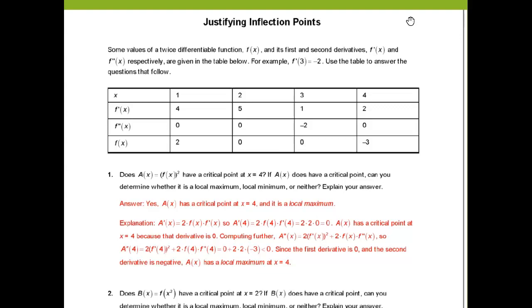So I want to know what a prime of x is when x is 4. So it's like 2 times f of 4 times f prime of 4, which is 2 times negative 3 times f prime of 4, which is 2. So 2 times 2 is 4. 4 times negative 3 is negative 12. So negative 12 is less than 0, obviously, so it is negative.